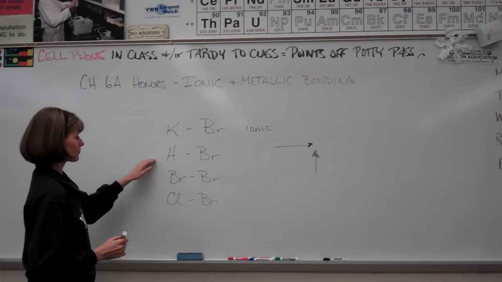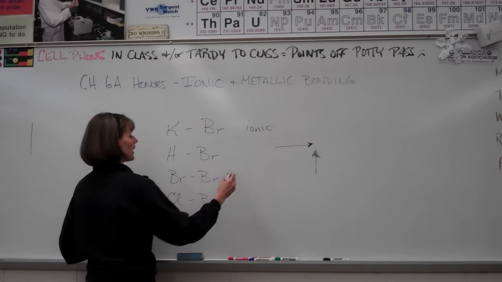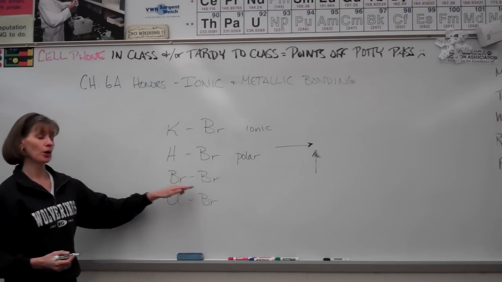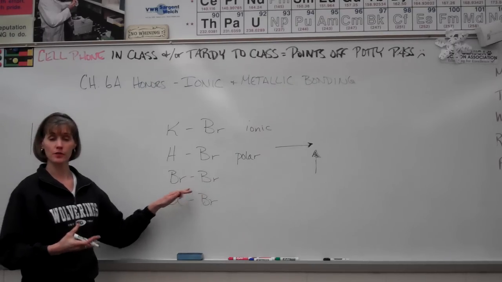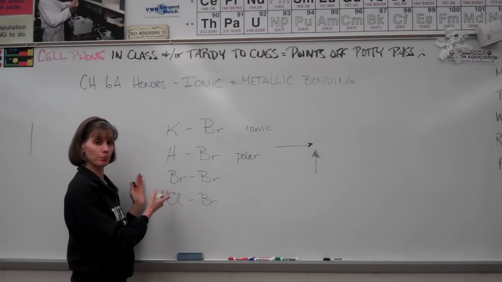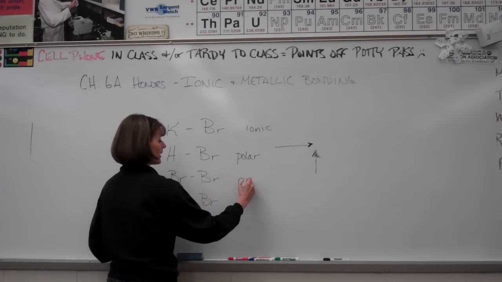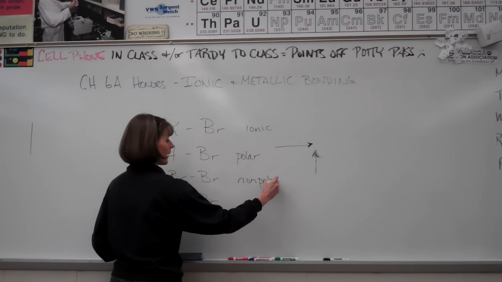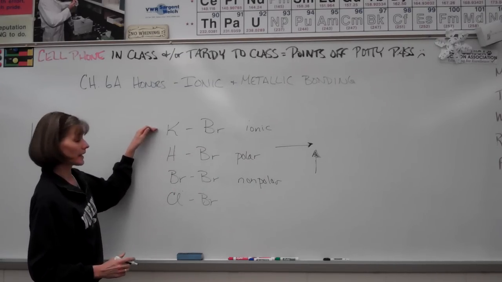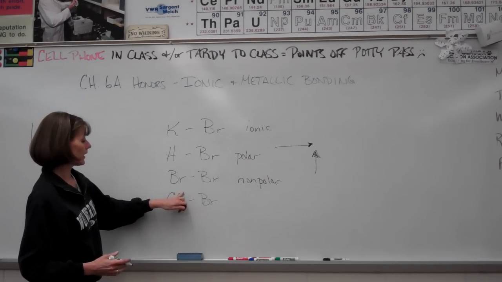Hydrogen and bromine have a pretty decent difference in their electronegativity. That is going to be a polar covalent bond. Bromine-bromine is a covalent bond because it's two nonmetals, but that's going to have 0 difference in electronegativity. This bromine atom has the same electronegativity as that bromine atom. That is going to be a nonpolar bond, and it has the least difference in electronegativity. So our potassium to bromine had the most in this example so far, and bromine to bromine has the least.